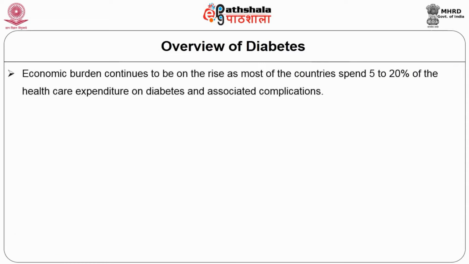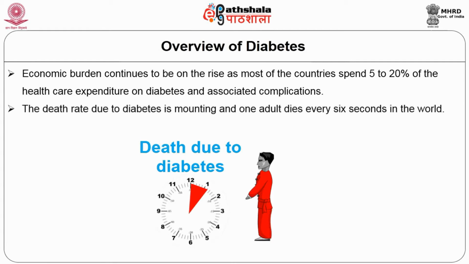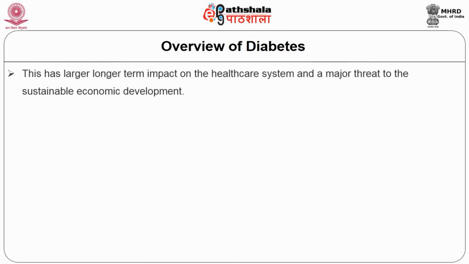As a result, the economic burden continues to rise, with 5 to 20% of healthcare expenditure spent on diabetes and associated complications. The death rate due to diabetes is mounting, and 1 in 6 adults dies every 6 seconds in the world. This has a long impact on the healthcare system and is a major threat to sustainable economic development.